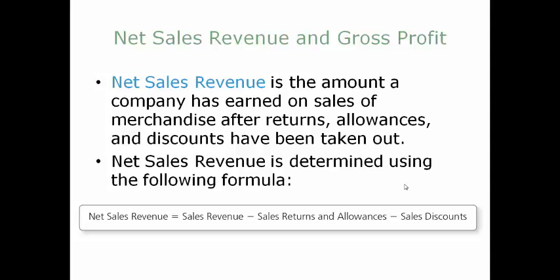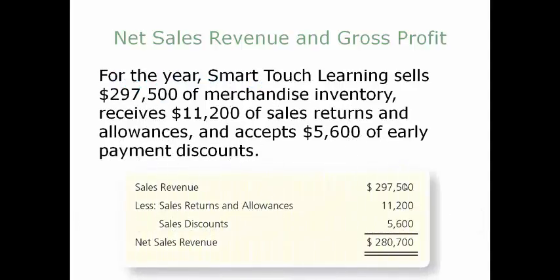So to come up with gross profit, you're going to take net sales revenue less cost of goods sold to come up with gross profit. And here's the net sales revenue with the calculation for us. First, you can see the math: 297.5 less 11,200 less 5,600 gets you 280,700.